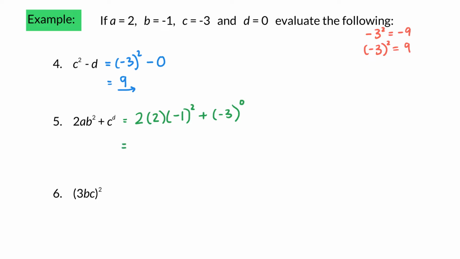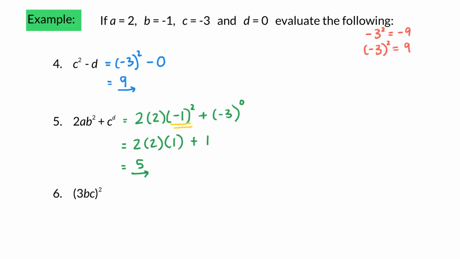So let's first do my powers. So I'm going to say (-1) squared is going to give me +1. So 2 times 2 times 1 plus, and we've learned that anything to the power of 0 is 1. Doesn't matter if the number to the power of 0 is negative or positive, anything to the power of 0 is +1. So now I can finish up. 2 times 2 is 4. 4 plus 1 is 5.